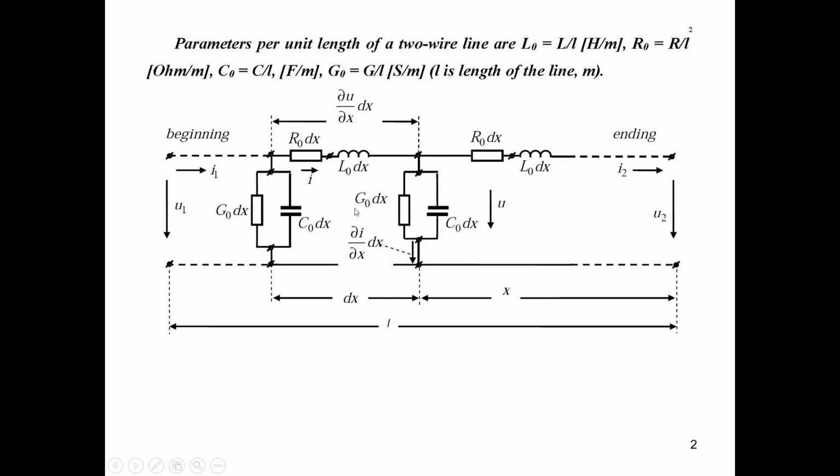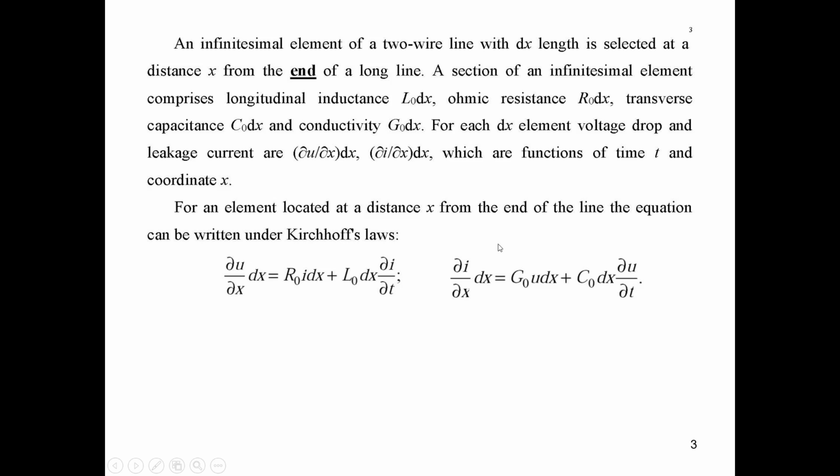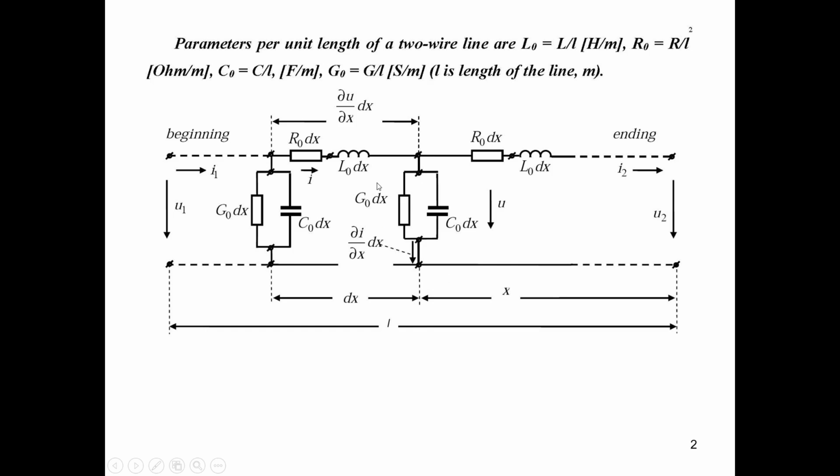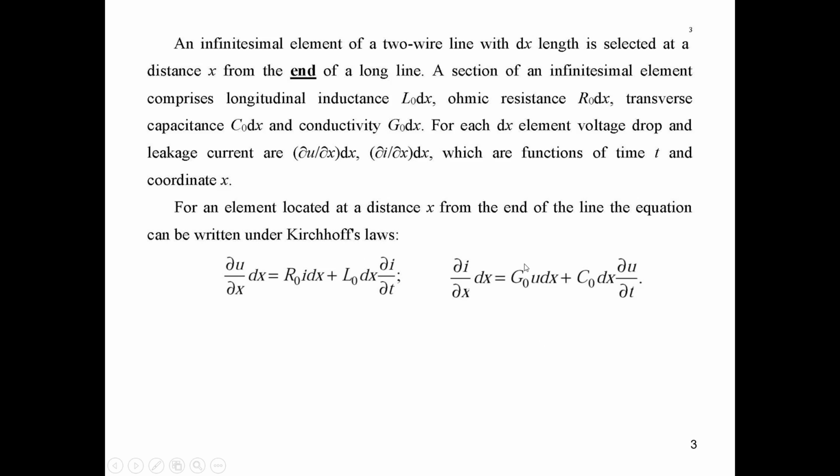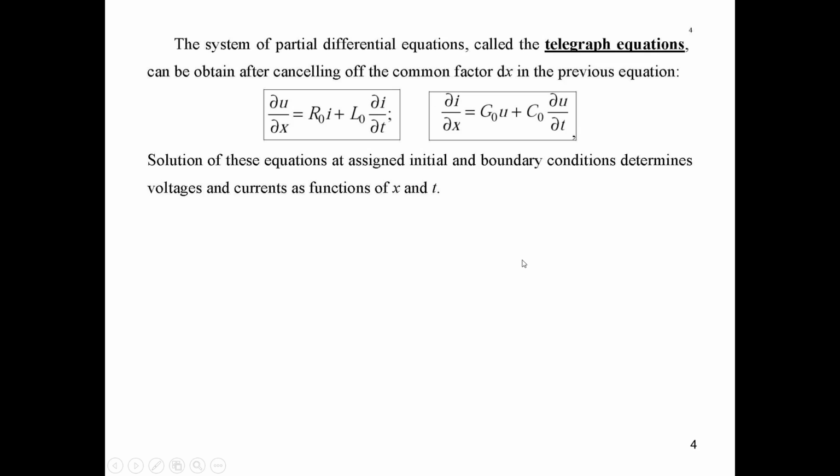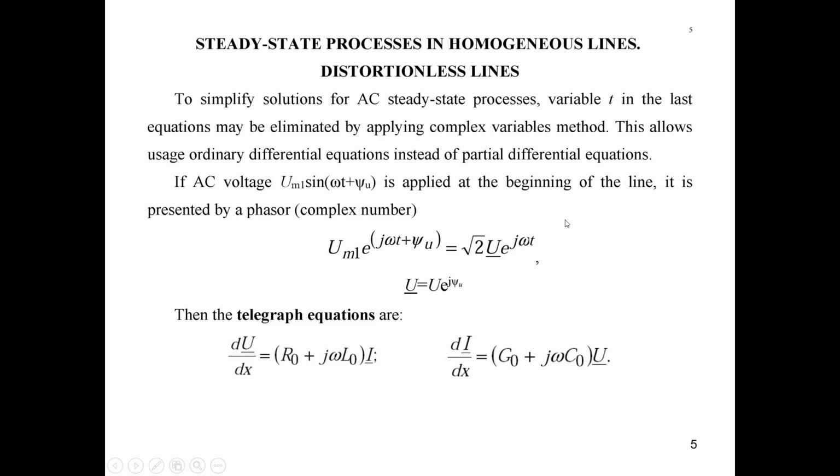And in such a case, we present such a schematic as a totality of infinitesimal elements, and we write down first and second Kirchhoff's law, and with the help of this writing, we get the so-called telegraph equations. You should remember them by heart. And then we considered the application of sinusoidal steady-state electromagnetic fields, and in such a case we used complex variables and phasors of the considered currents and voltage drops.